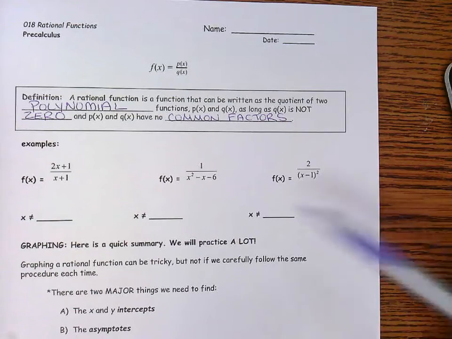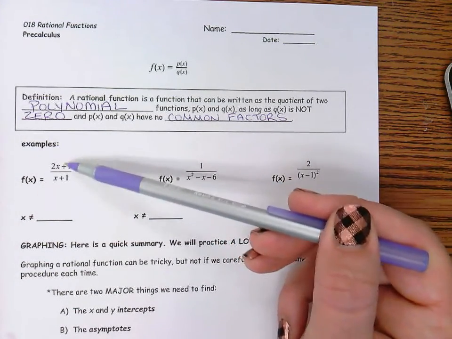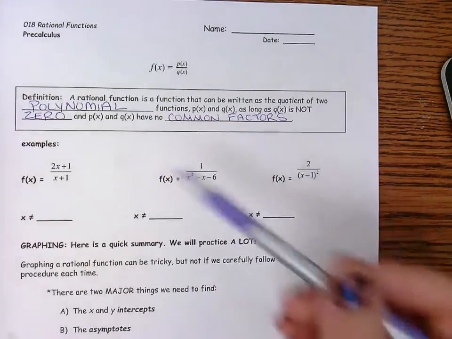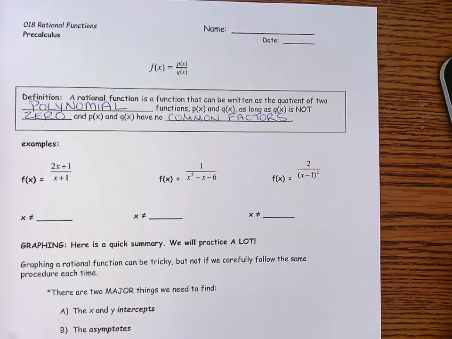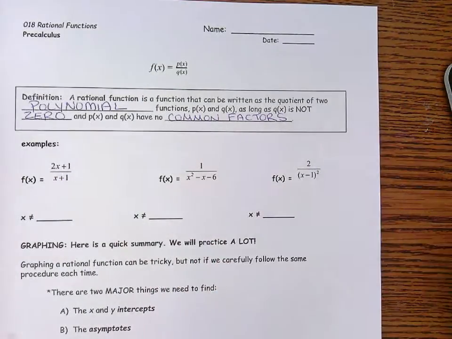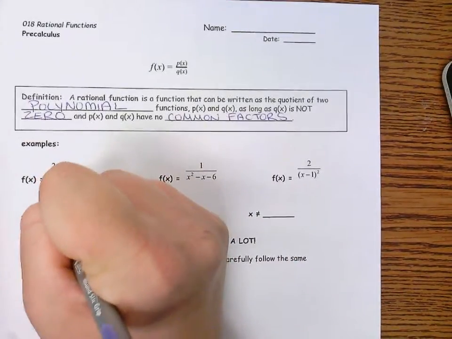So what would be an excluded x value, right, that I could never plug into this function because it would make the denominator 0? What x value would make my denominator 0? So it would make this function undefined. What would I put right there? What plus 1 will give me 0? -1, right? So x cannot equal -1.